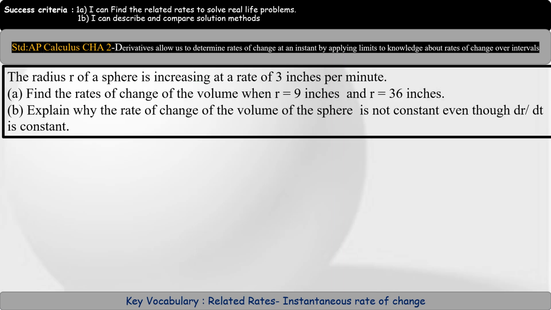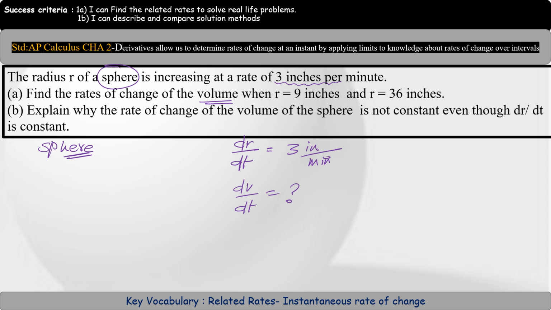Now let's solve another question. The radius r of a sphere, again the shape is a sphere, is increasing at a rate of 3 inches per minute. So it means dr by dt is given to you, that is 3 inches per minute. They are asking you to find the rate of change of volume.